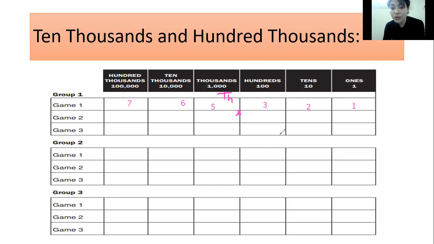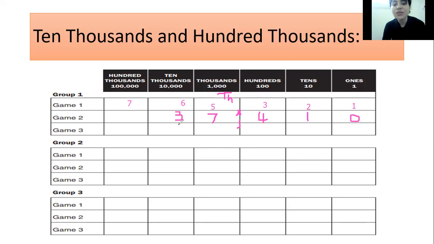Let's take another number. If I have here 0, 1, so this is 10. The ones place is 0. The tens place is 1. If I have another number, let's say 4, it will be 410. If I have another number, 7,410.